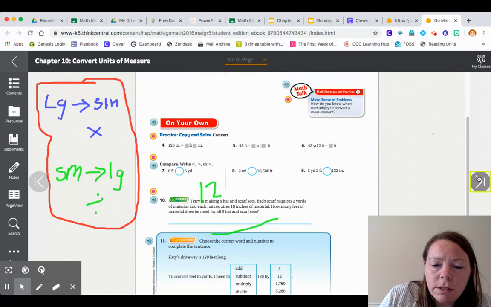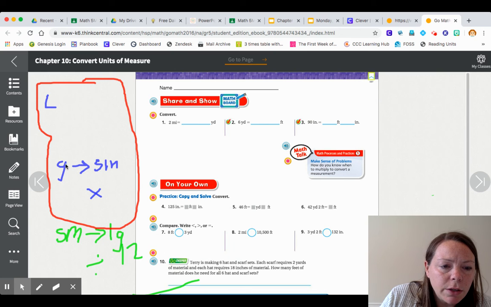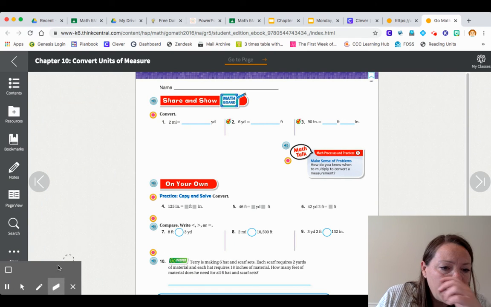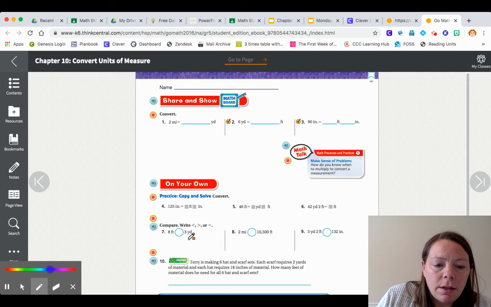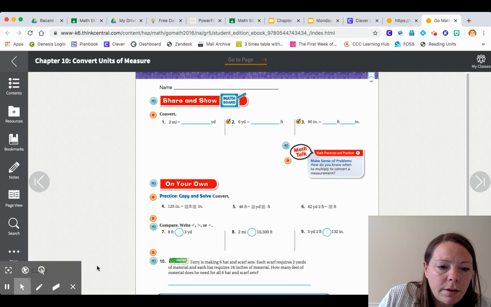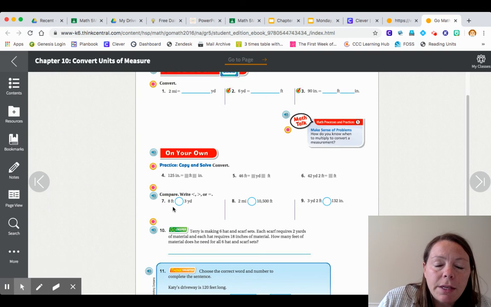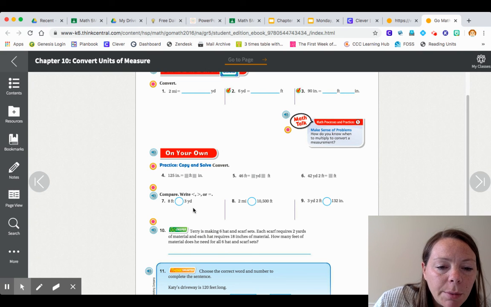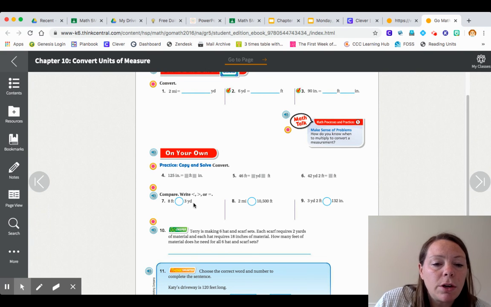All right, let's go on to the next page. I just real quick want to go over how we compare. Remember, you have to have the same units. So example here, 8 feet is greater than, less than, or equal to 3 yards. I have feet and yards. So I either need to make this into yards or I need to make this into feet. I'm going to make 3 yards into feet.